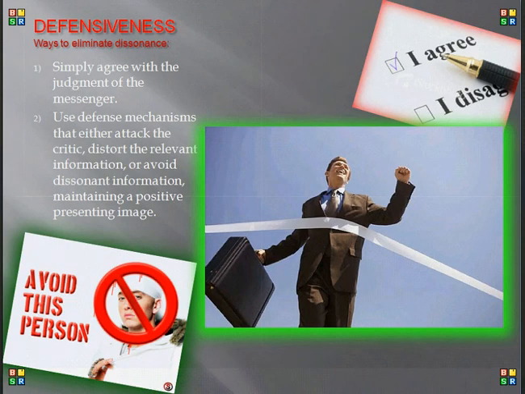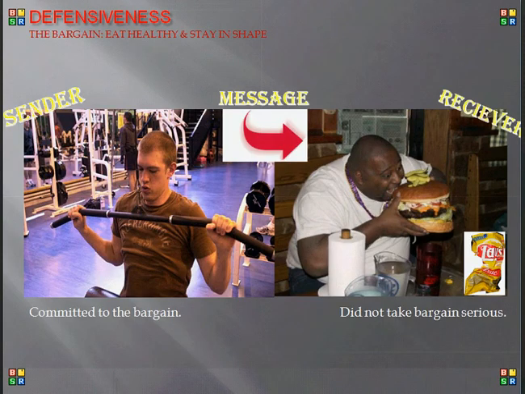There are several ways to eliminate dissonance. You could simply agree with the judgment of the messenger, or use defensive mechanisms that either attack the critic, distort the relevant information, or avoid dissonant information, maintaining a positive, presenting image. An example that can illustrate each of these methods would be a conversation between two friends, where the messenger questions the lack of progress the receiver has had towards turning his sedentary, unhealthy lifestyle into a healthy lifestyle with regular physical activity and healthy eating, and consequently an improved physique and positive attitude.